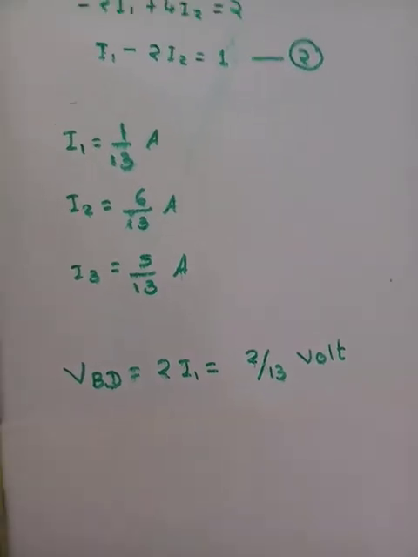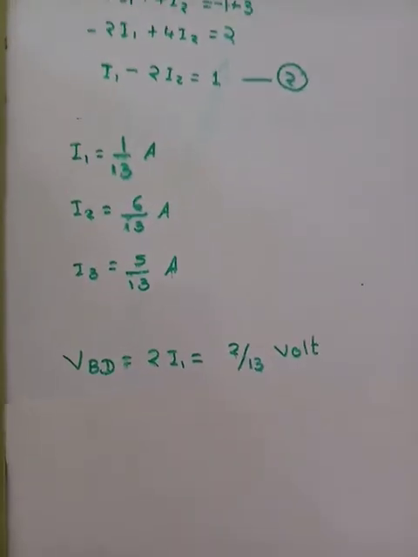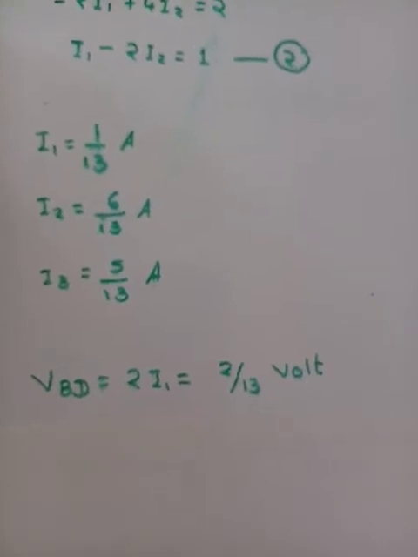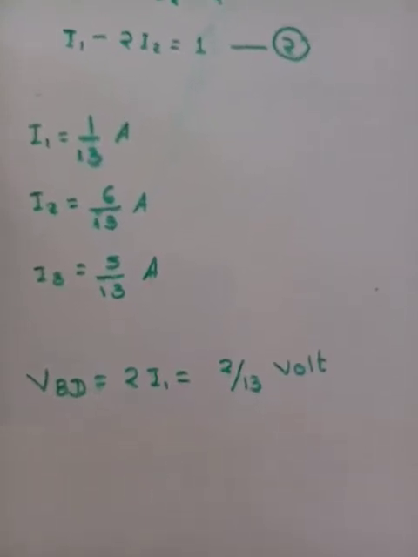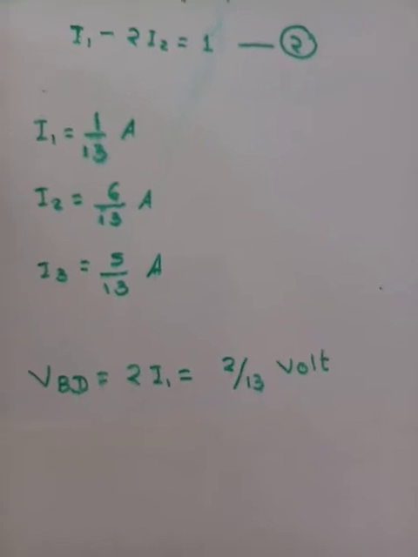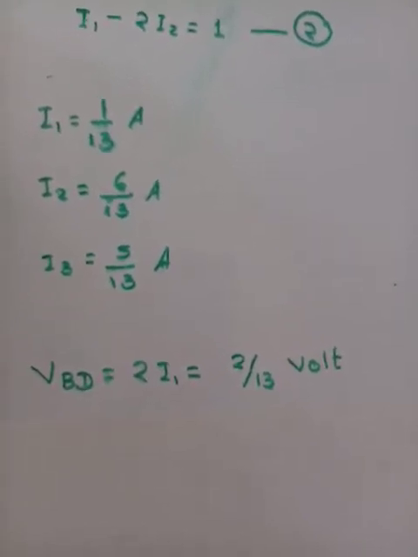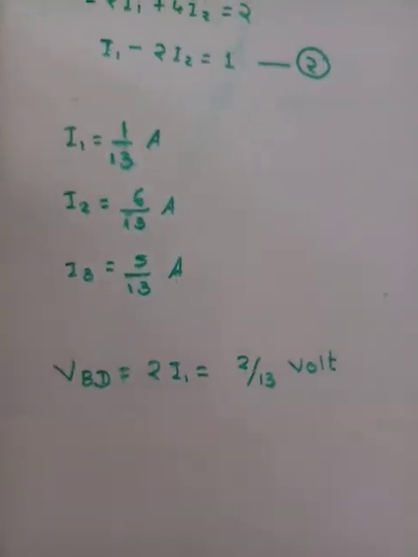Very simple. What is the resistance? 2. What is current I1? It's 1 by 13. 1 by 13 into 2 becomes 2 by 13. So what is the voltage, or the potential drop, or the potential difference between B and D? It is 2 by 13 volt.